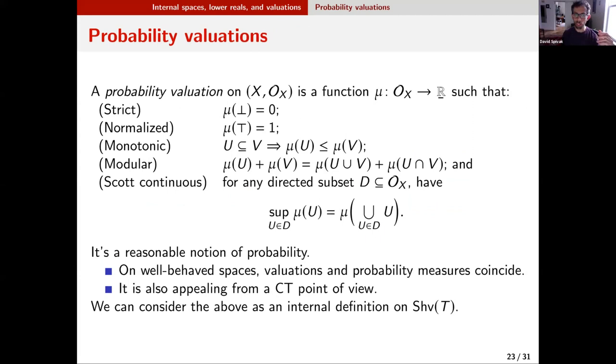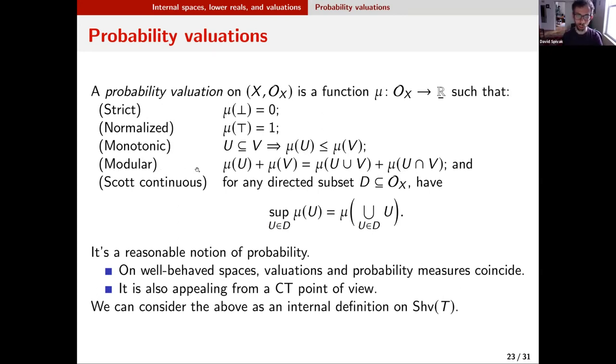Okay, so a probability valuation, set theoretically: you have a topological space. It's a function from the opens to reals, such that when you look at what it does on the empty set, you get 0. This is supposed to be like a probability measure, but it replaces sigma additivity with something slightly different. So it's kind of a categorically nicer way of thinking about probability valuations. It assigns false 0, it assigns true 1, and it's monotonic, so if U is a subset of V open, then mu of U is less than or equal to mu of V.